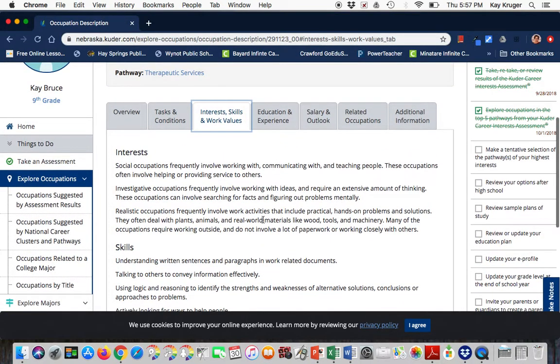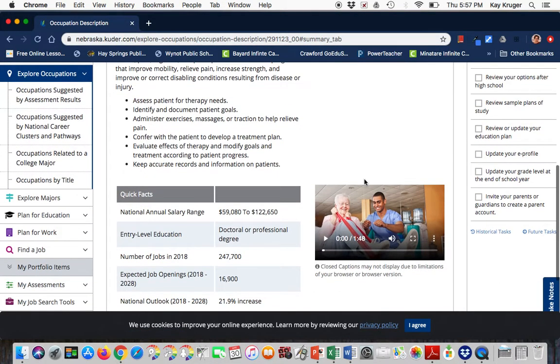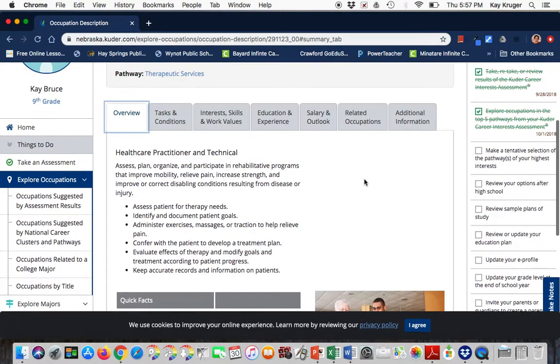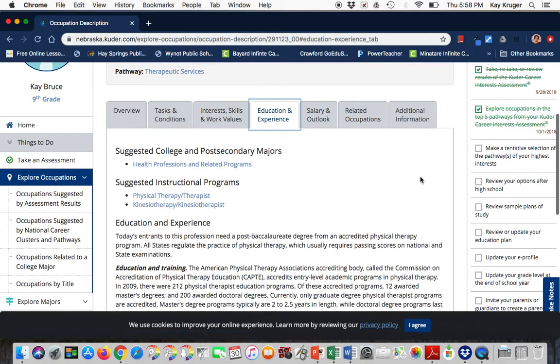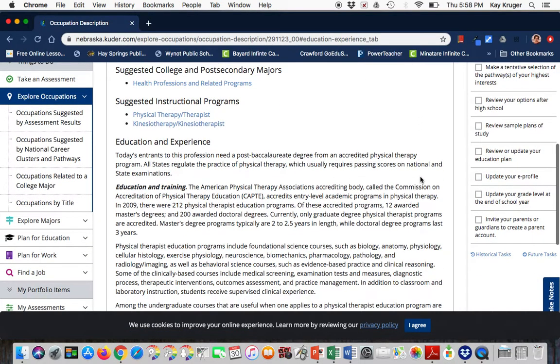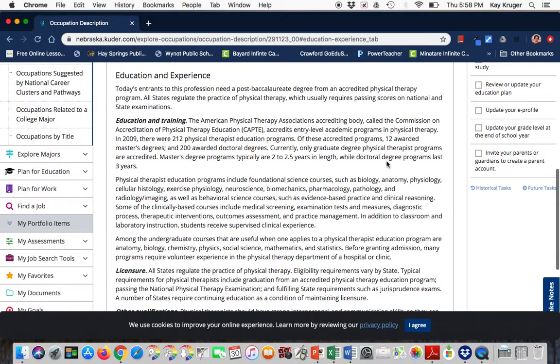The other thing that you are looking at is the education. And remember on the overview page, it said that this person needs to have a doctorate degree. So they are going to go for 4 years of college plus 4 years of medical school, not to get a physician's degree, but a doctorate degree in physical therapy. Once you look under education, it will tell you that you need a post-baccalaureate degree from an accredited physical therapy program. And you can read a little bit of information. Doctorate degrees are at least 3 years beyond college that is listed here.